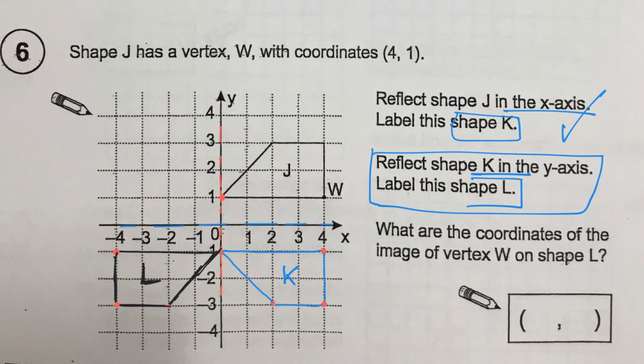Now it says here, what are the coordinates of the image of vertex W on the shape L? Well, the vertex W was here. After the first reflection, it came over here. And then in the second reflection, this point here, W, came all the way over there. So this is W. So the coordinates of this point are along the corridor to -4, down the stairs to -1. So -4, -1, and we're done.